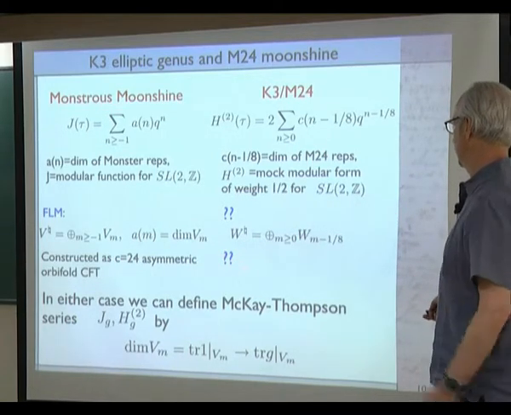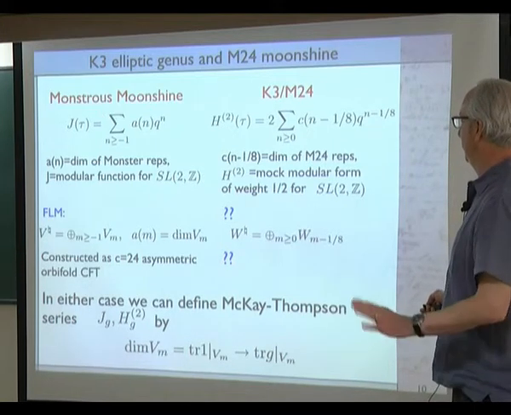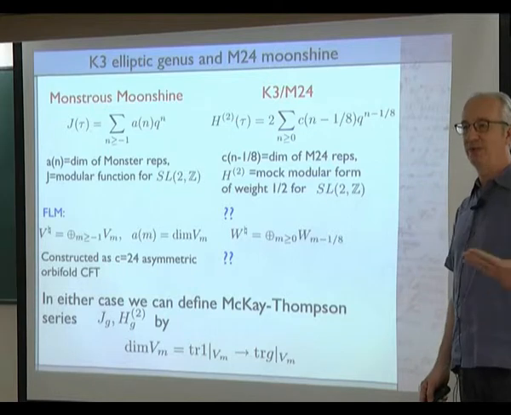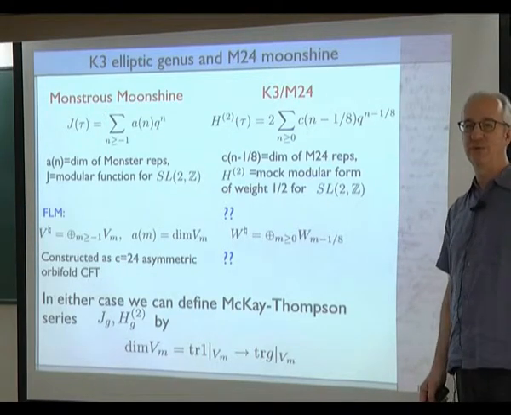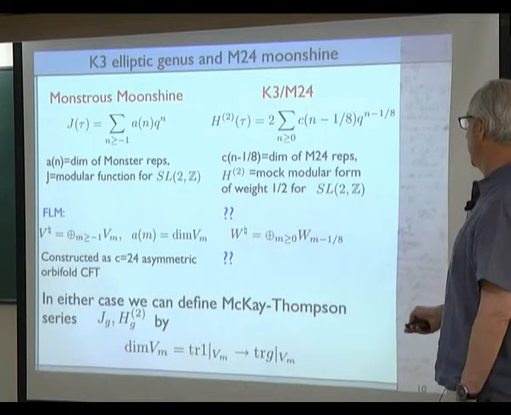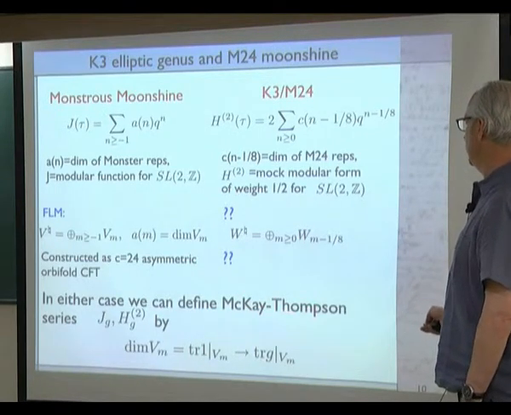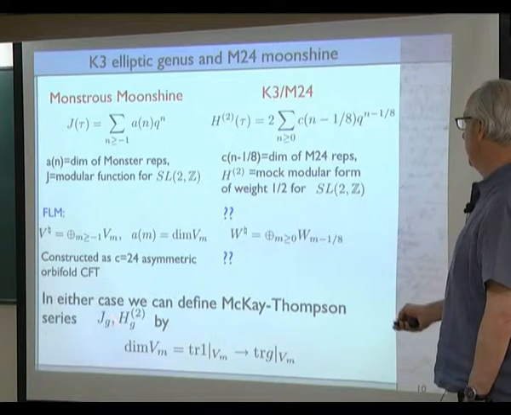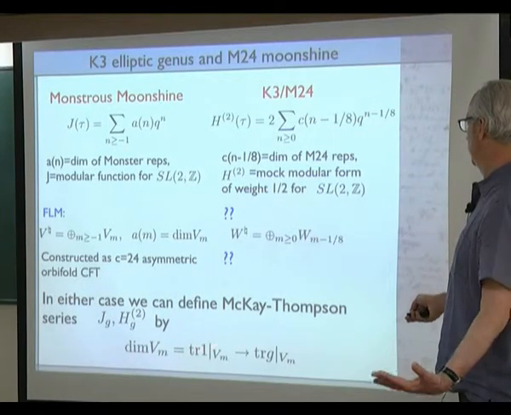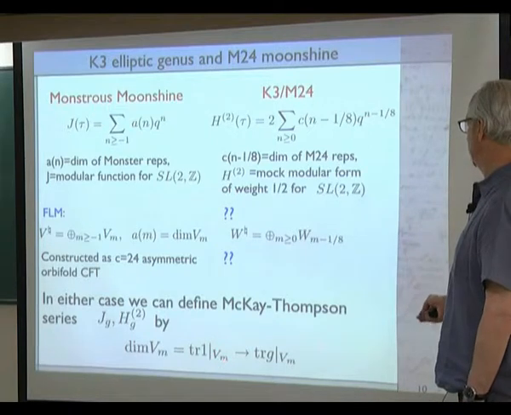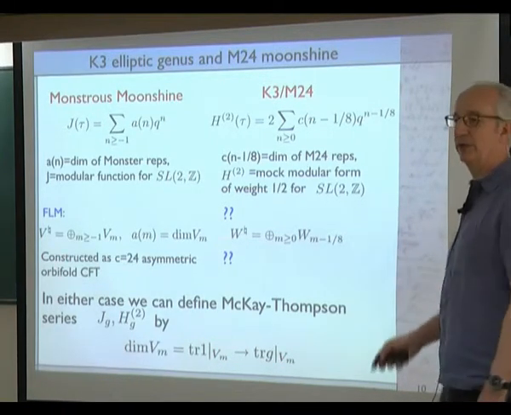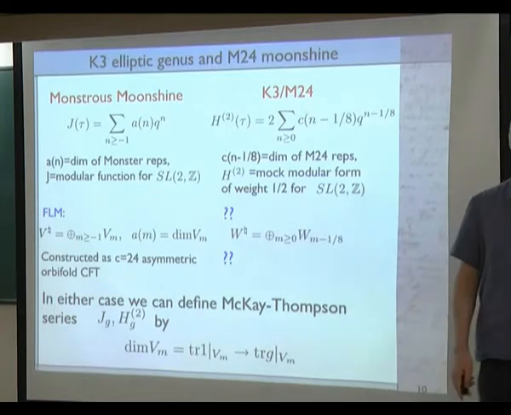It's natural to think that it's a conformal field theory related to K3, but there's also a proof that no conformal field theory corresponding to K3 has full M24 symmetry. So the answer has to be a little bit more intricate. But in either case, we can define these Mackay-Thompson series by replacing the dimension of these vector spaces here, which are the trace of the identity element in that vector space, by a trace of a group element in that vector space, and construct twisted versions of these things.